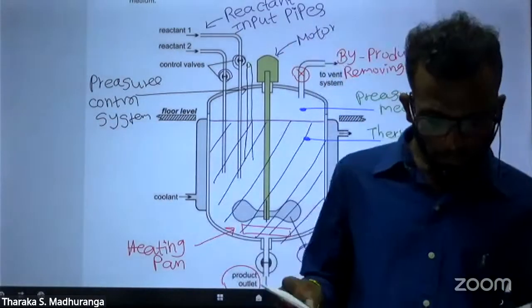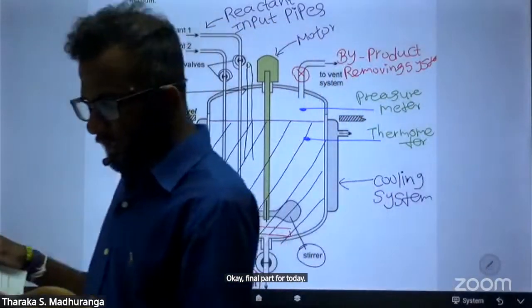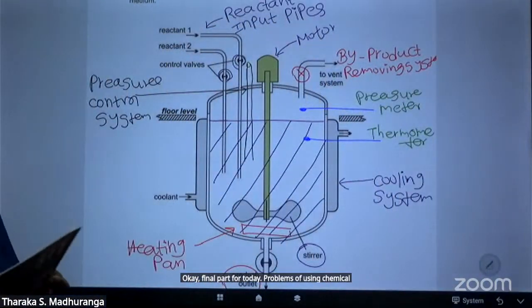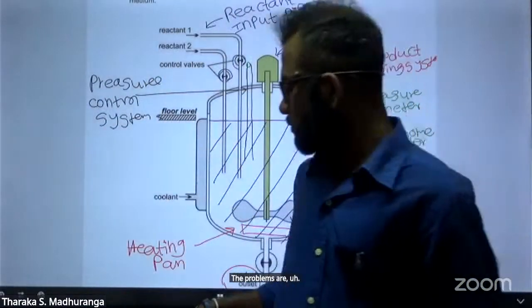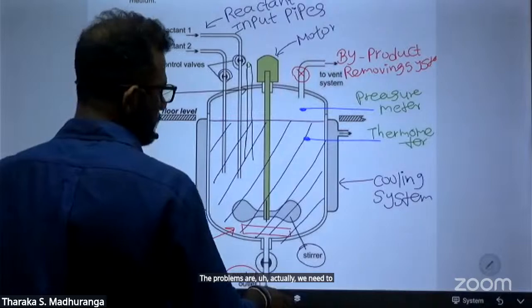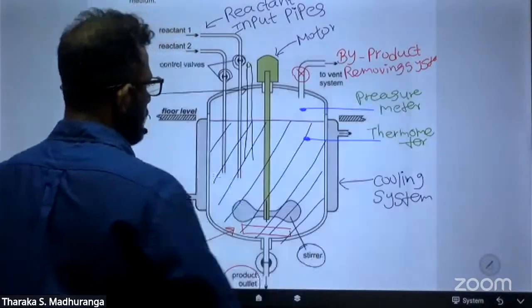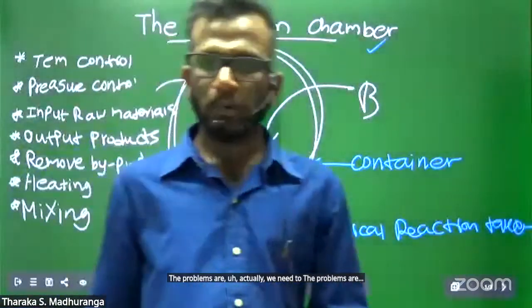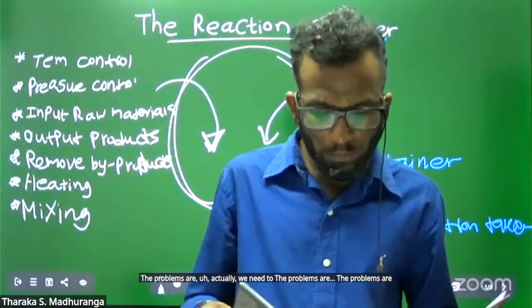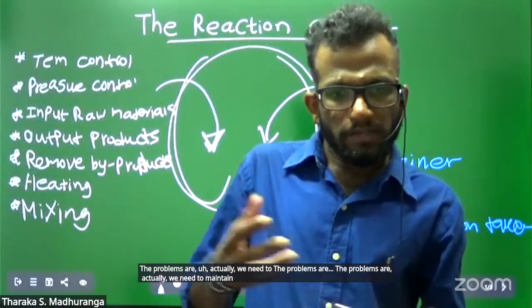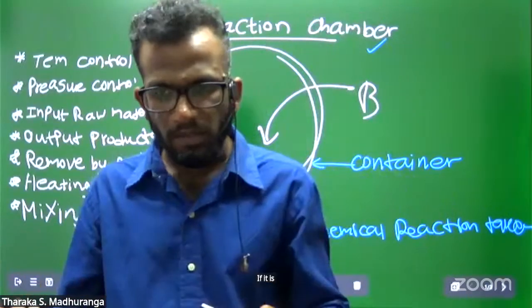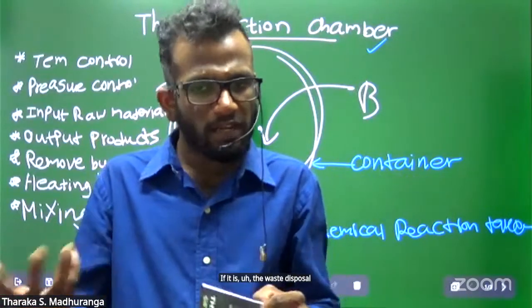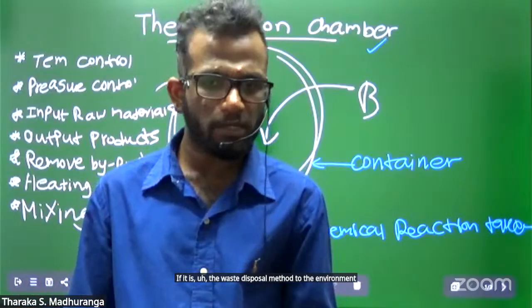Okay, final part for today: problems of using a chemical reaction chamber. The problems are, actually, we need to maintain the waste disposal method. If the waste is disposed of improperly into the environment, it can cause environmental damage.